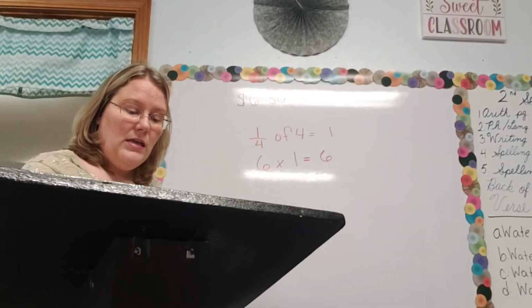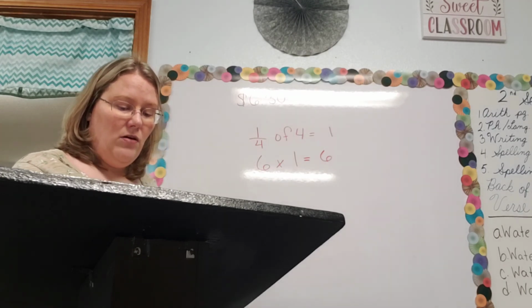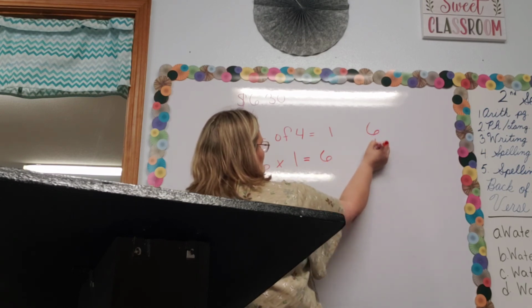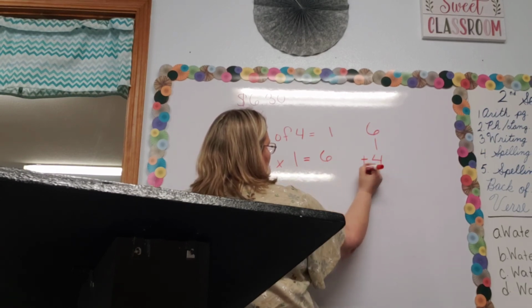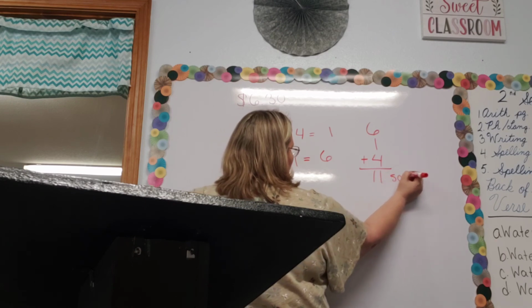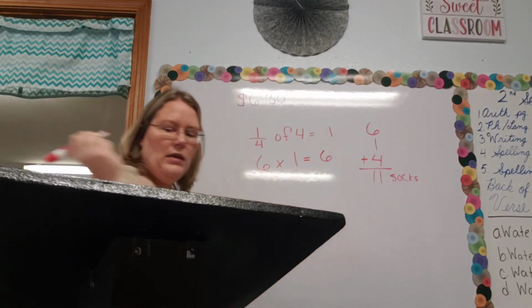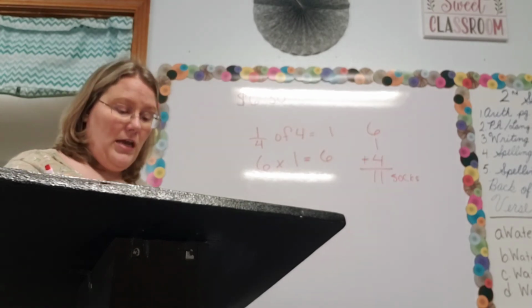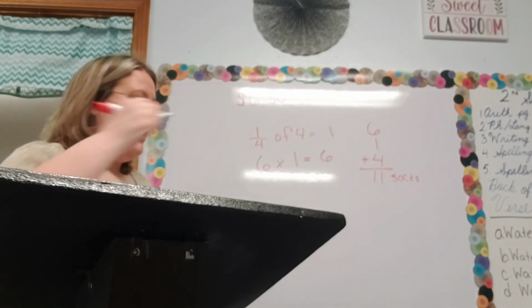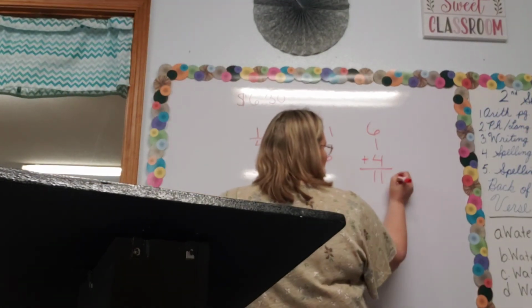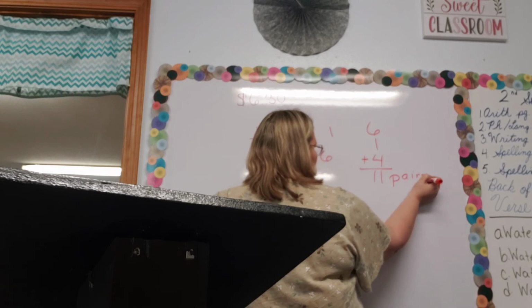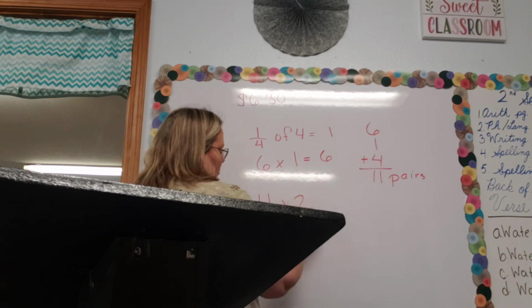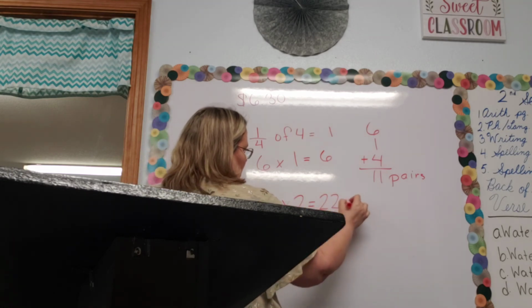Okay, so then it says how many pairs of socks does she have in all? So she's got 6 blue, 1 white, and 4 red. So she has 11 pairs of socks. Okay, then there's a second part. It says how many socks does she have? So next they want to know how many socks. Well, 11 pairs. How many are in each pair? 2. So she has 22 socks.